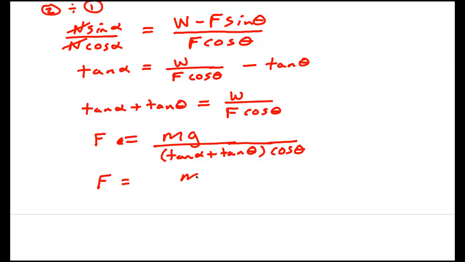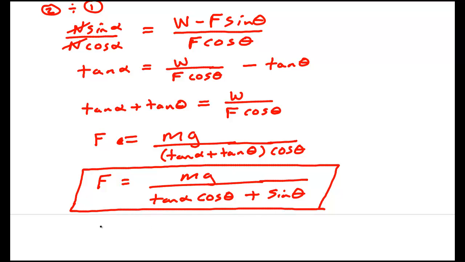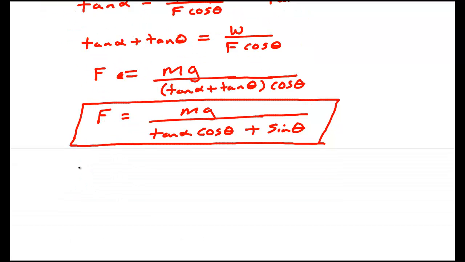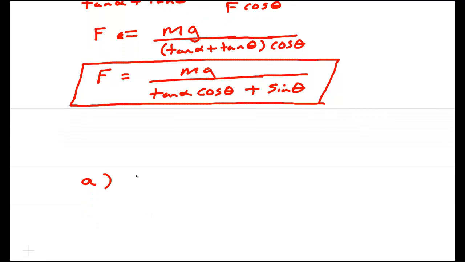F is mg over tan alpha cosine theta plus, tan theta is sine over cosine, the cosine will kill, and that just leaves sin theta. Either one, this equation or this equation, is good enough to work the problem. This is basically the equation for the force for any angle, and I was specifically asked for 2 cases. In part A, I was to solve it for theta equals 0 degrees.